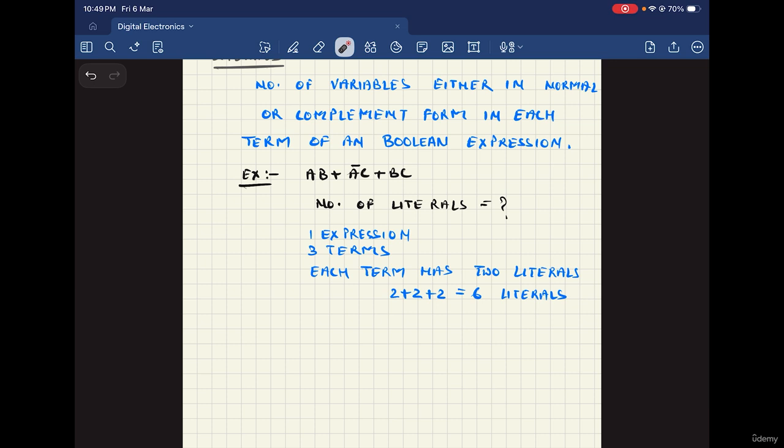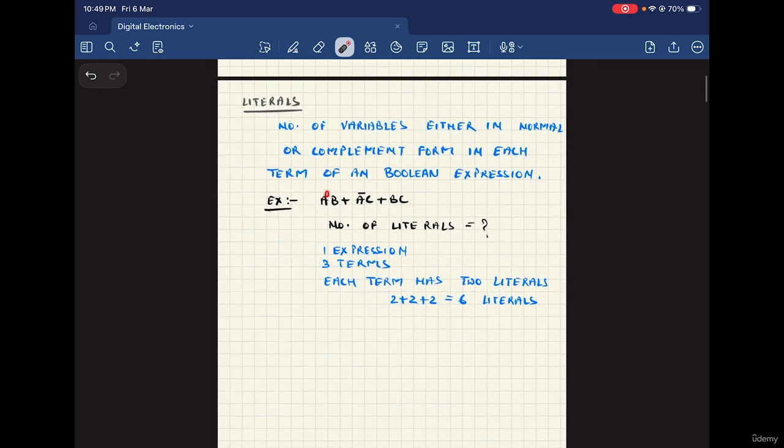So how many total are there? 2 plus 2 plus 2, 6. So one expression, 3 terms, and each term has 2 literals: A B, A bar C. I told you normal also works and complement also works. So 2 plus 2 plus 2 is 6 literals. Just remember this. Sometimes we don't call them variables, we call them literals. So you should know that.